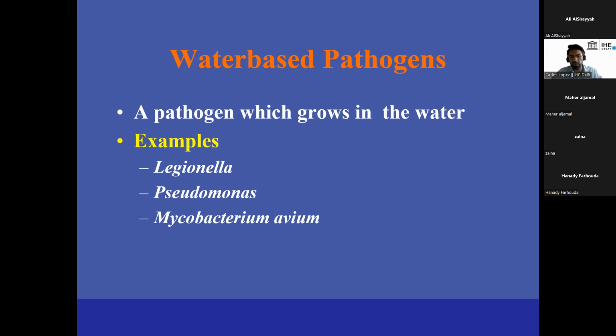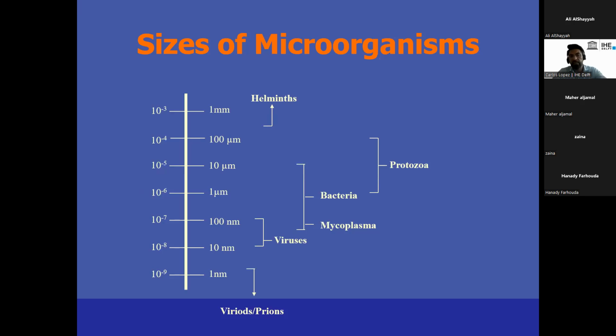Some others could also be Pseudomonas, which prefers to live at higher temperatures, or Mycobacterium avium, which mostly lives in different types of birds and is also transferred via the consumption of water.